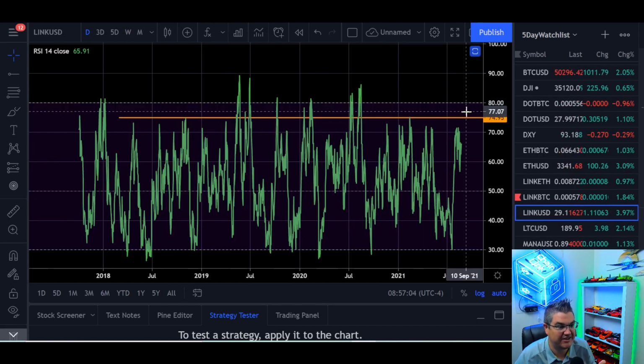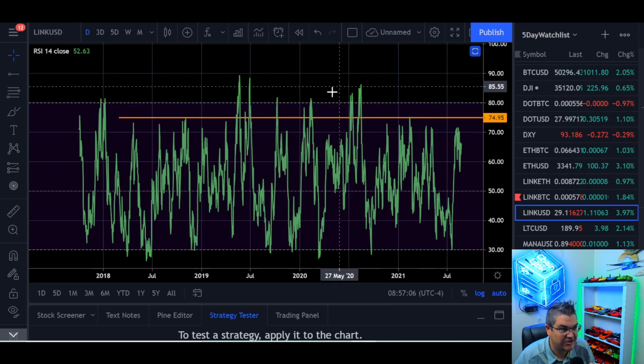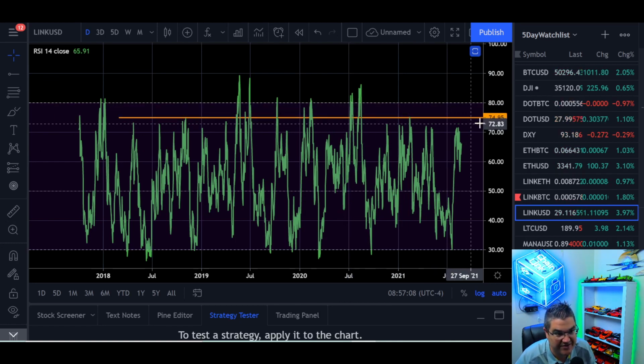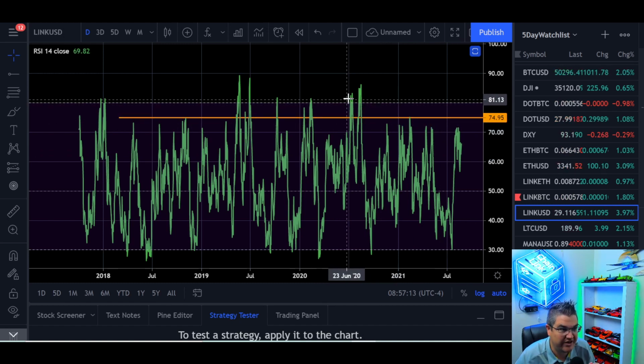This is the RSI on the daily. Historically, it looks like Link, once it gets above 75-ish on the RSI on a daily chart, that's when it's making some serious moves. If we go back and look at August 2020, July 2020, it was making big jumps there. Go back and look at February 2020. Big jump.